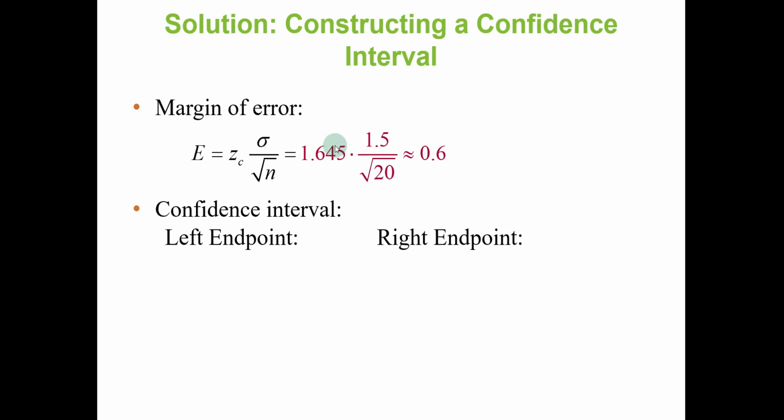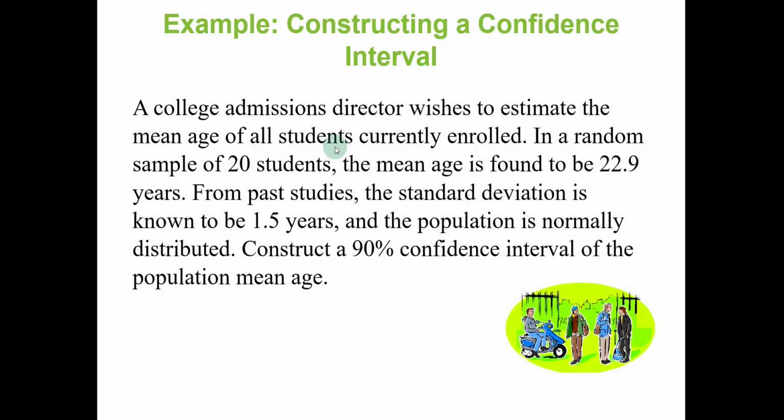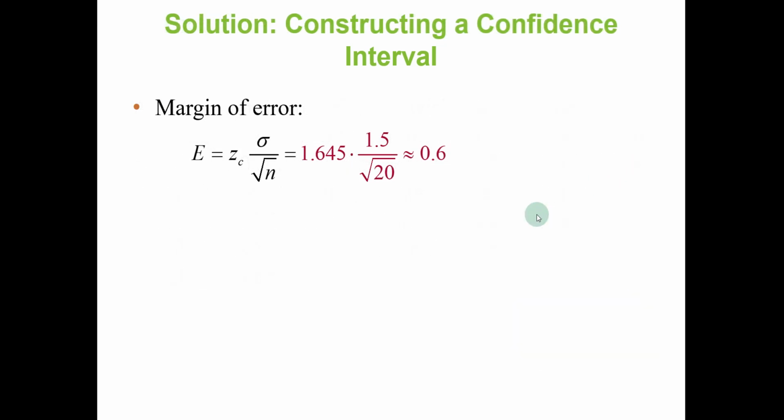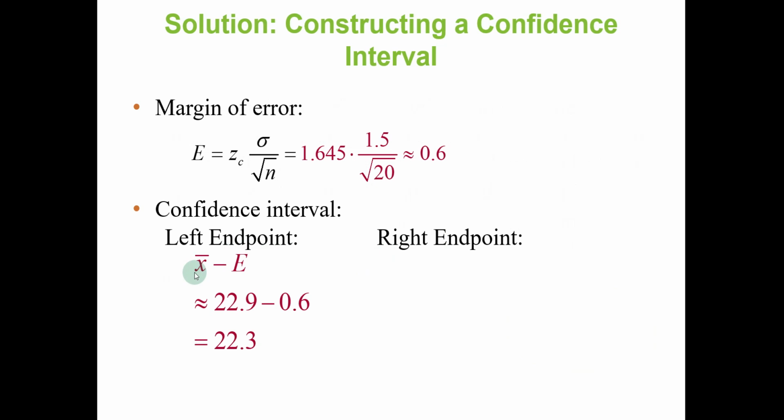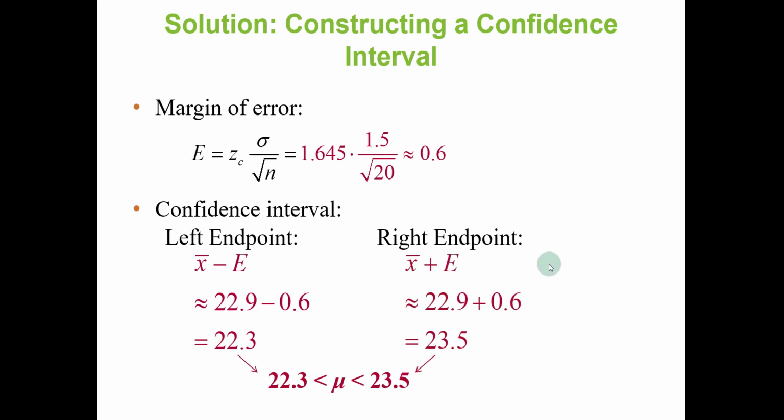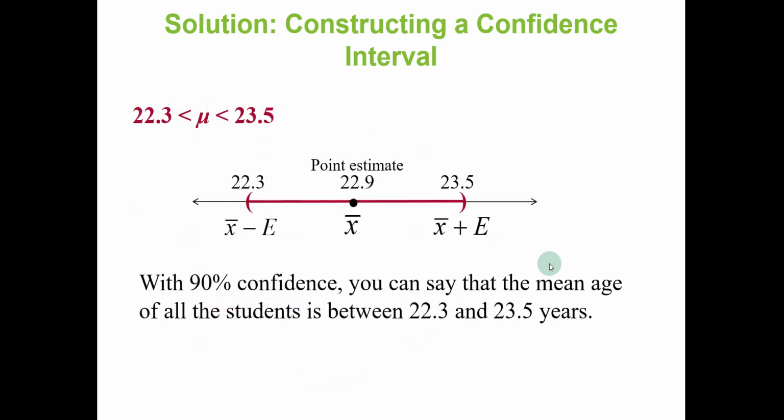Given that the mean has already been found, this is your x bar, you will now use your margin of error. It will be the mean plus or minus your margin of error. So here we go. This is your mean. This is your margin of error. You have your left endpoint and you have your right endpoint. That is all you need for computing your confidence interval.